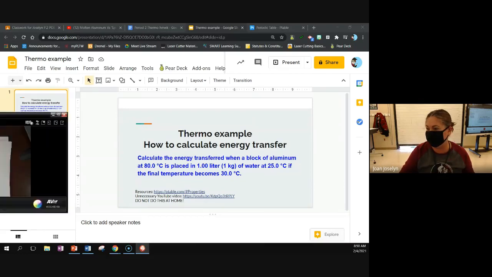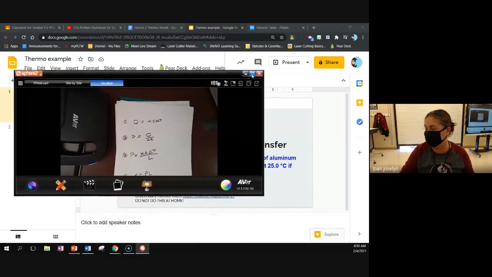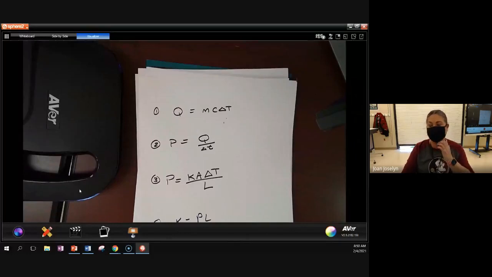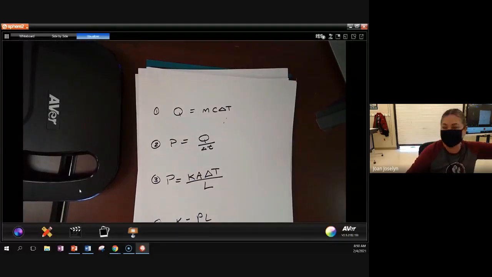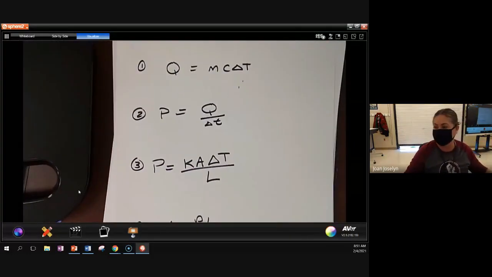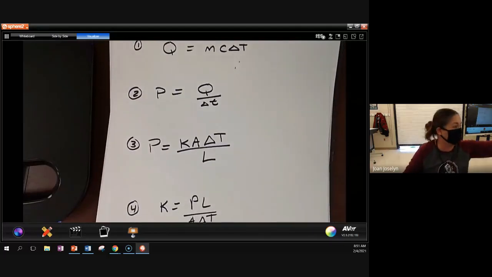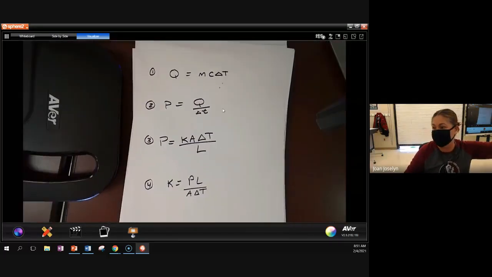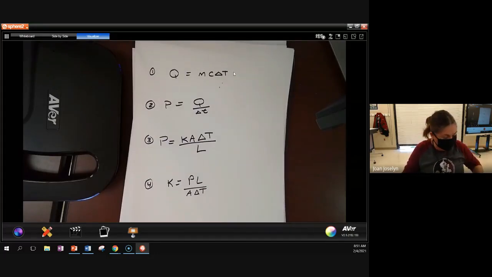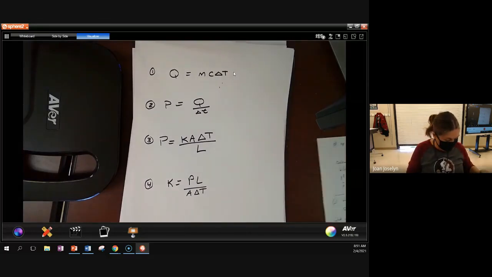Okay, so we're going to look at these equations from yesterday. You don't have to copy them down, you already have them. These are our choices when we're doing thermodynamics, and today we're only going to look at the first one. If you remember correctly, our Q is our energy transfer, and that's what we're looking at.